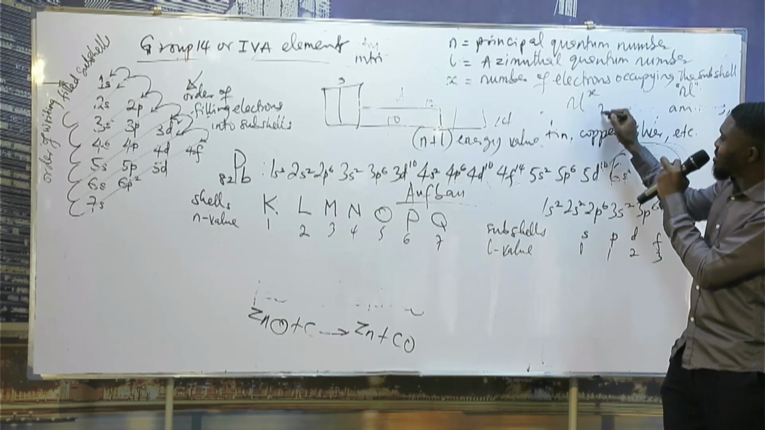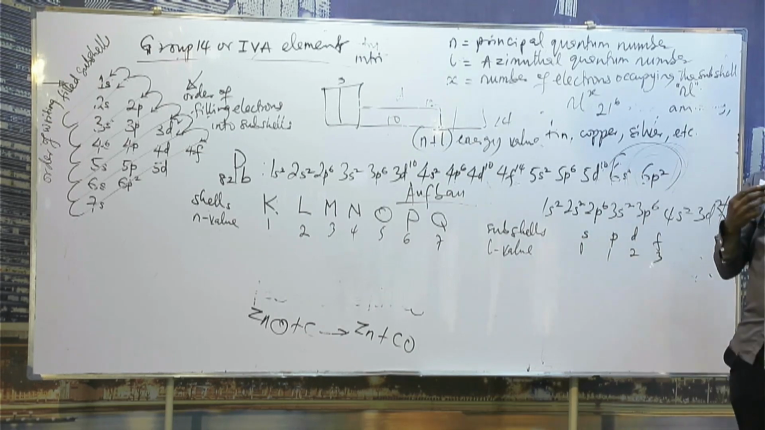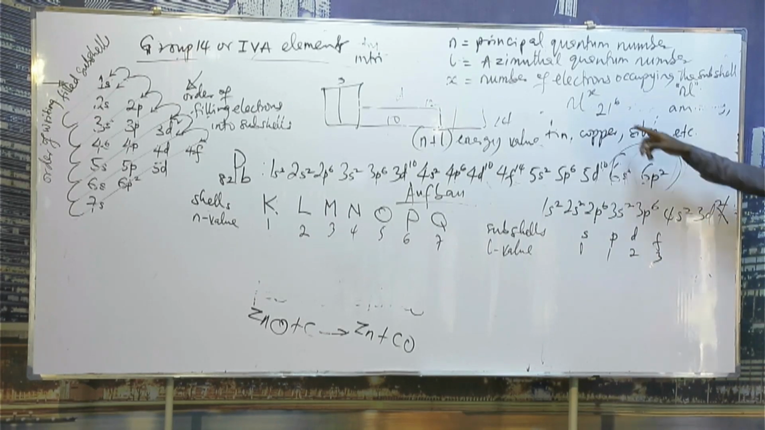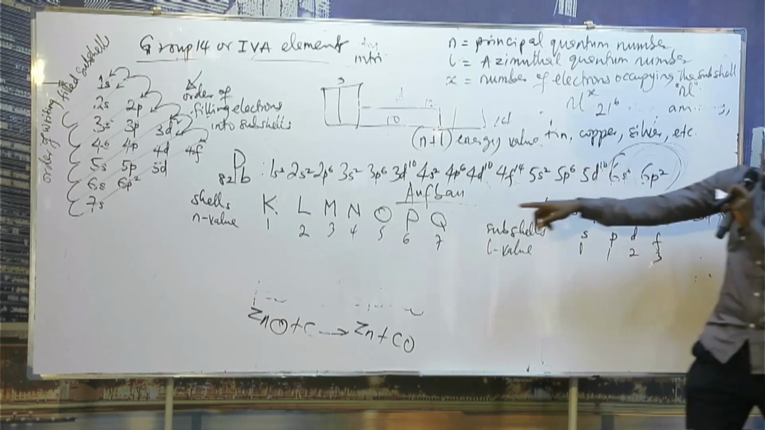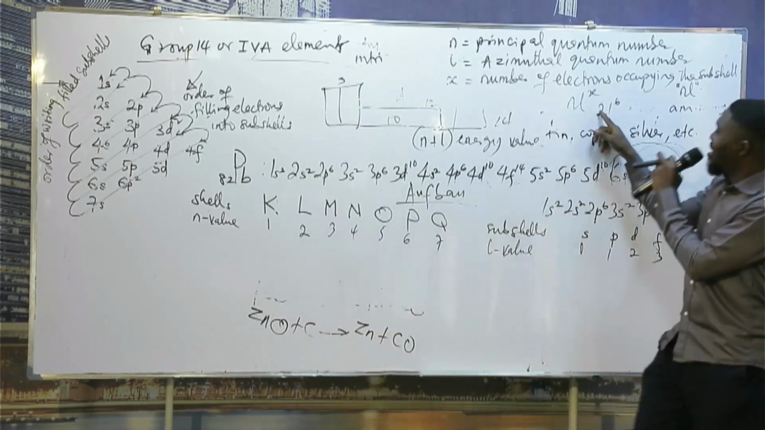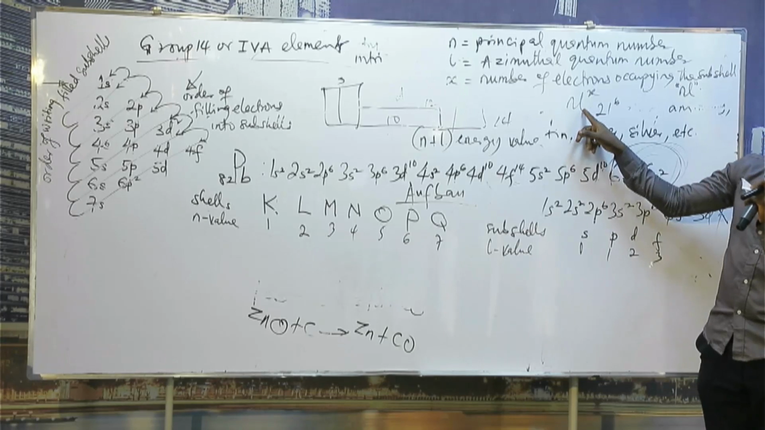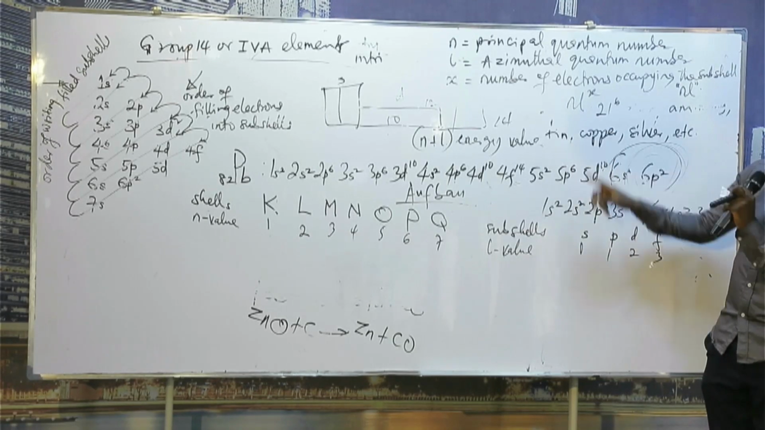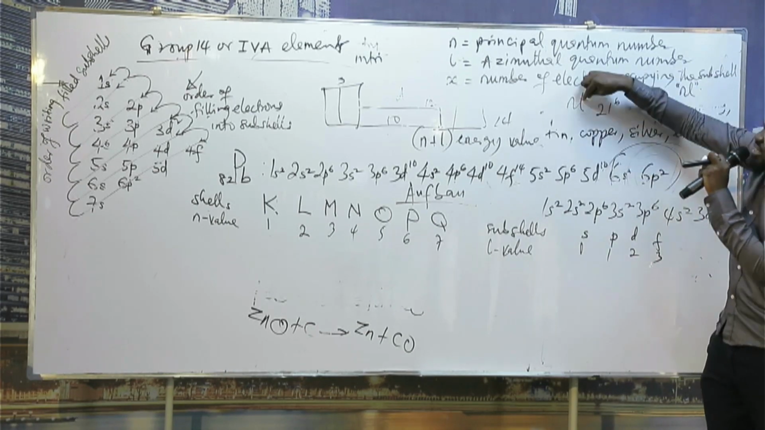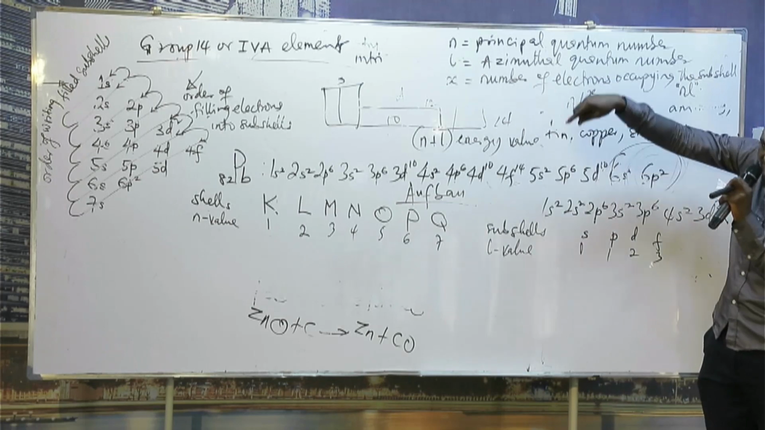Now, you see, if I write this 2, 1 raised to power 6, it will cause confusion. What does this 2 here represent? Tell me what it means. What does this 1 here represent? Azimuthal quantum number, right?